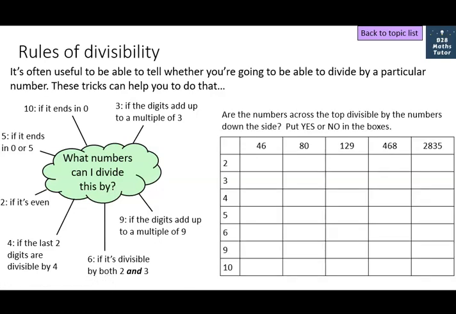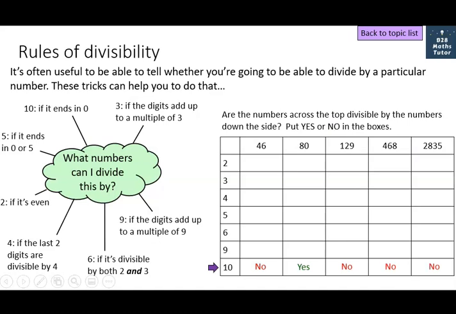Okay, let's see if you can fill in this grid. There's a copy that you can print out, or you can just sketch it out on paper yourself. So let's start with the easiest one, 10. So 46 doesn't end in 0, so it's not divisible by 10. 80 does, so it is. None of the others do, so they are all no's.